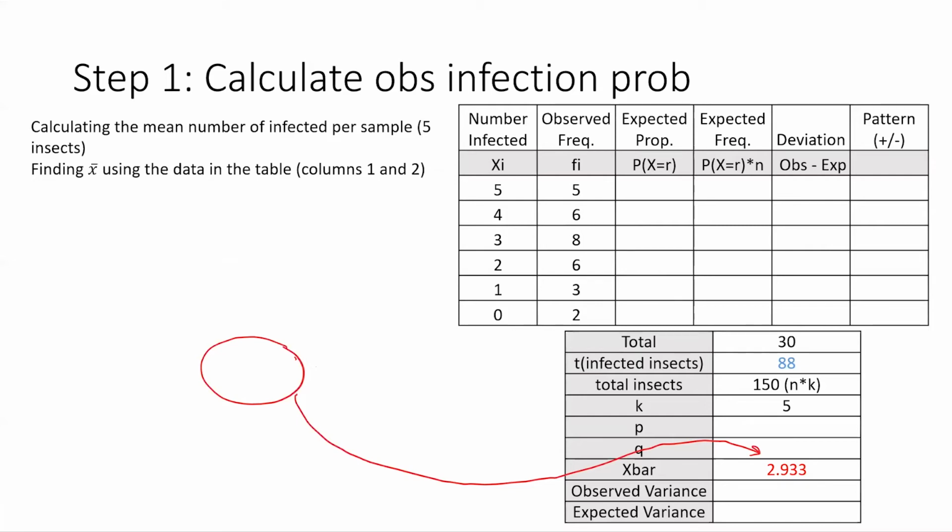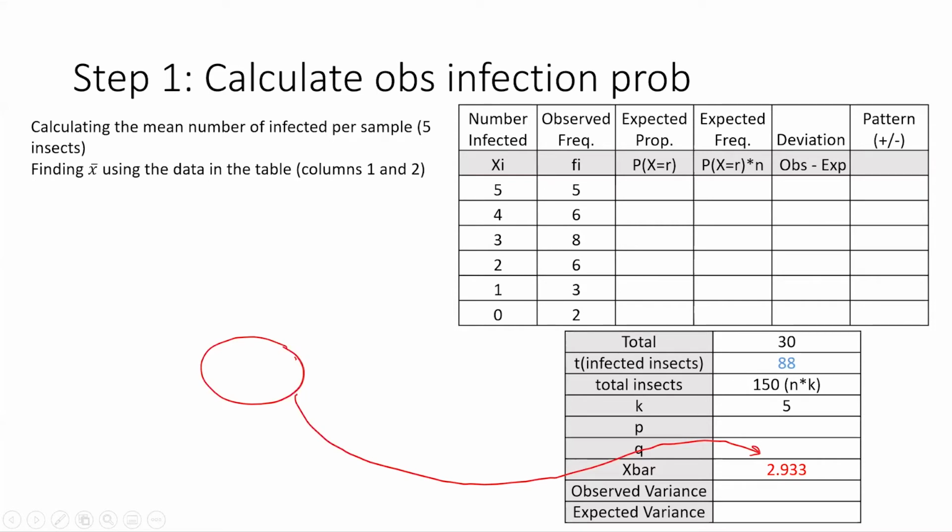So in the event that you need to solve this way, I will give you a data table like this, or at the very least, I'll give you these 2 columns of data for you to solve everything from. So the first step is to calculate the mean number of infected insects per sample, so the mean number of successes per sample. And we find X bar using the data in the table for columns 1 and 2.